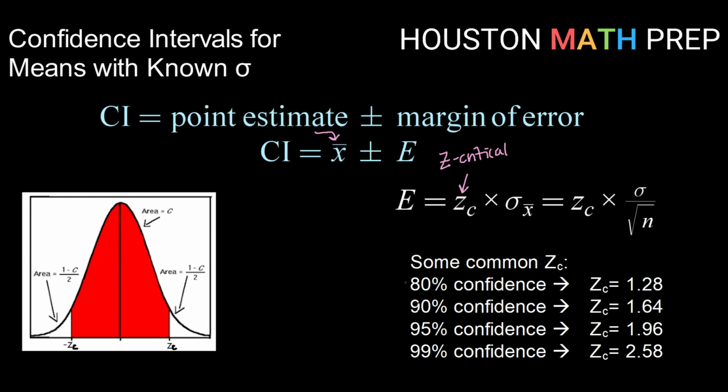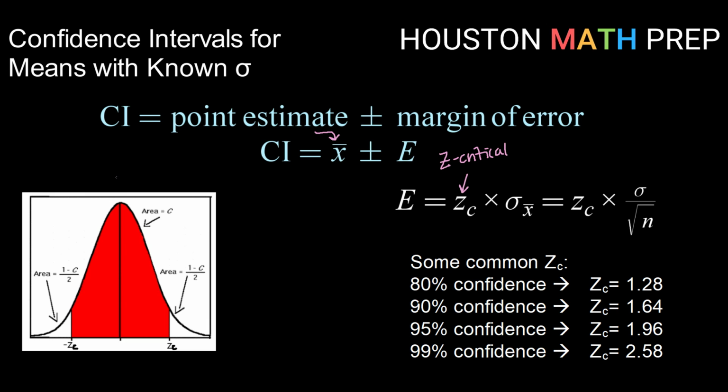So here are some common levels of confidence: 80%, 90%, 95%, and 99%, and their corresponding critical z values. Now, these four, I would highly recommend that you memorize. You're going to use them very frequently, and it would be much easier on you if you just kind of know those. But let's in general talk about how those are calculated.